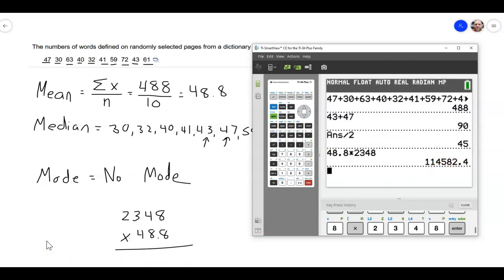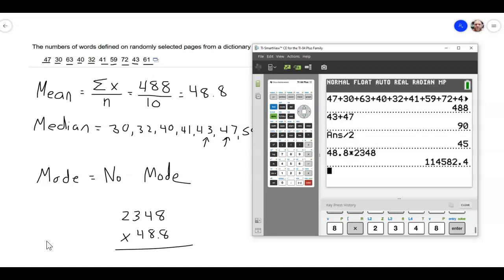Now, is that going to be exact? No, it probably won't be exact. But is that going to be pretty close? Probably. Hopefully we got a pretty good sample out of that dictionary. How could we get a better sample? We could take a different sample. We could find some way to take a random sample where maybe we choose the pages in a completely random way.